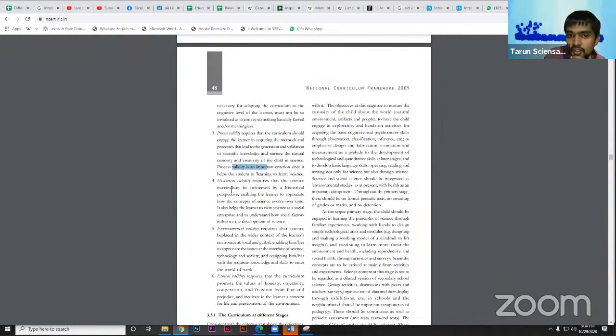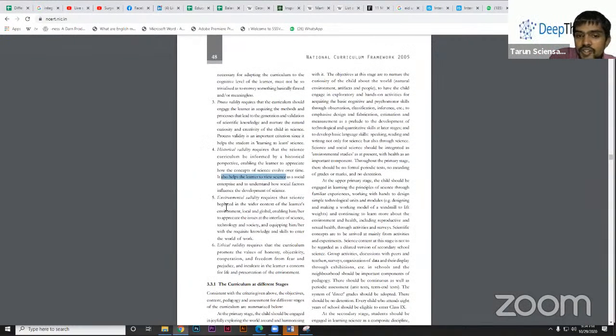Historical validity requires that the science curriculum be informed by historical perspective, enabling the learner to appreciate how the concepts of science evolve over time. That you don't just teach science, but you teach how science developed over a period of time so that the evolution can be understood. It also helps the learner to view science as a social enterprise and to understand how social factors influence the development of science. How was the society at that point of time? How is the society today? Due to the changing nature of the society, how science has changed. The connection of science to society, and the connection of the society to the development of science. The nature of the society, how does it lead to a certain kind of science that can be understood.